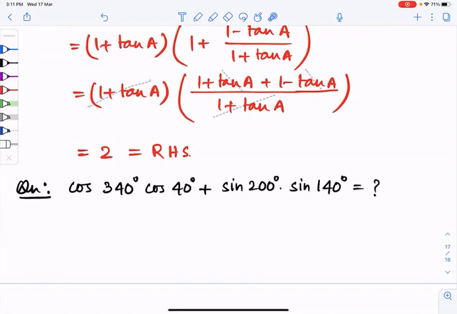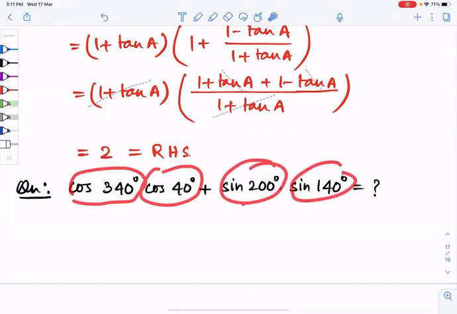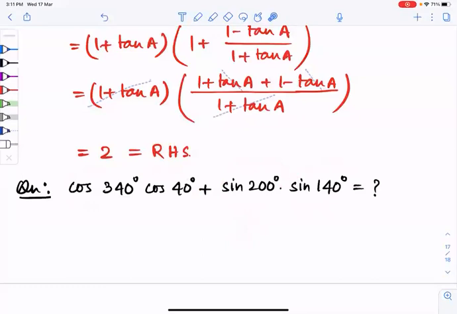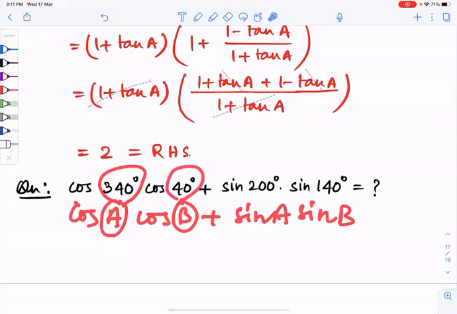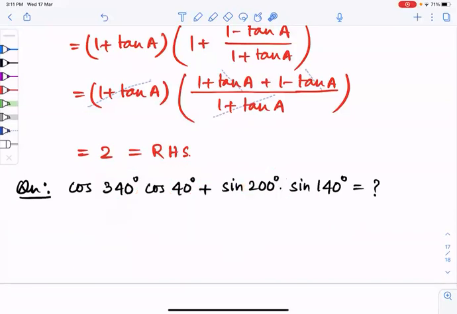The problem is we do not know what is the value of cos 340 or cos 40 or sin 200 or sin 140. You don't know their values. If I know their value, I just put the value and we will get the answer. But we don't know. So what we will do, we will try to apply the compound angle formula like cos A cos B plus sin A sin B. That means this angle should be A, B should be this, but then here you see A is equal to 200, A is not 340. So therefore that is not possible. So what you have to do, we try to convert these angles.